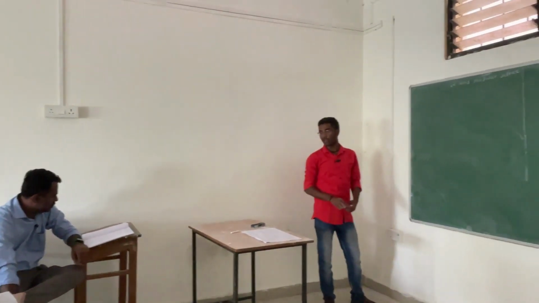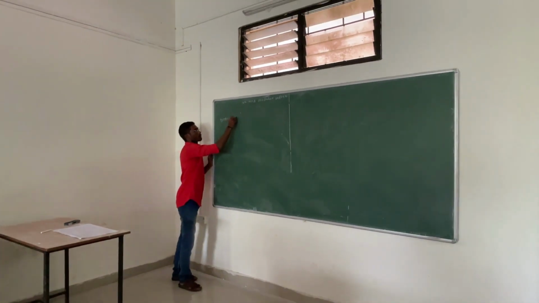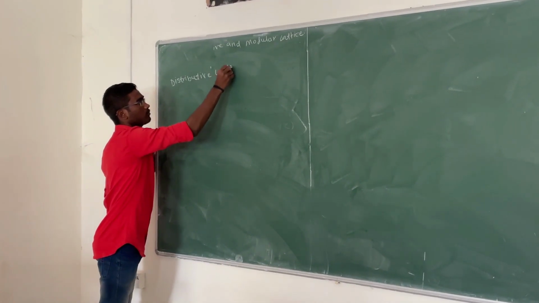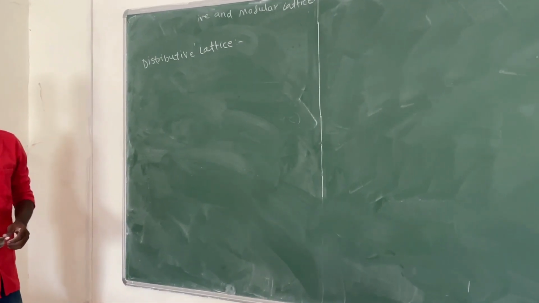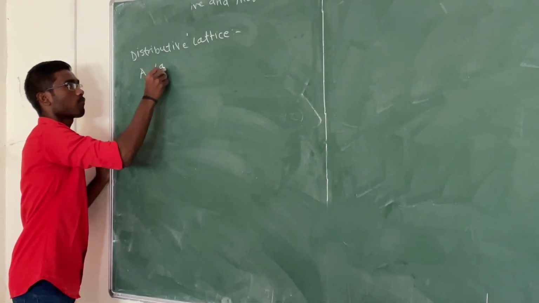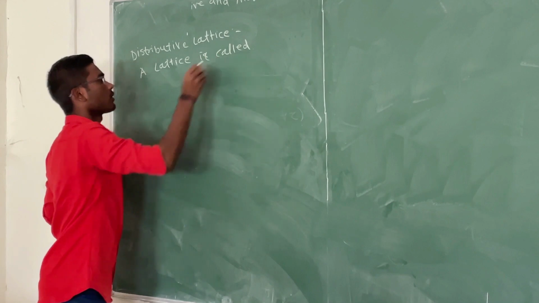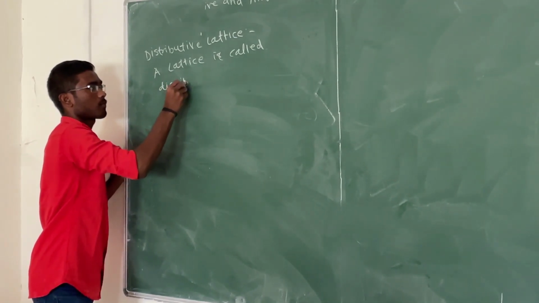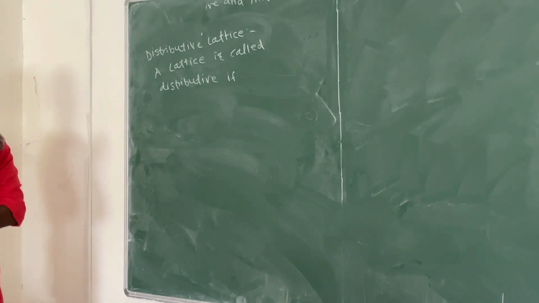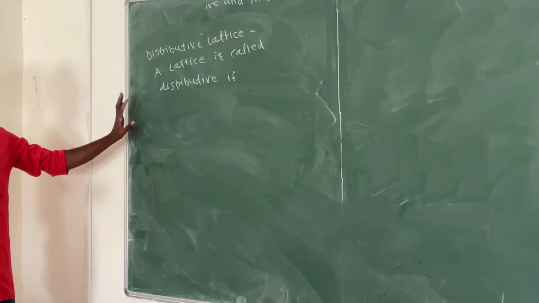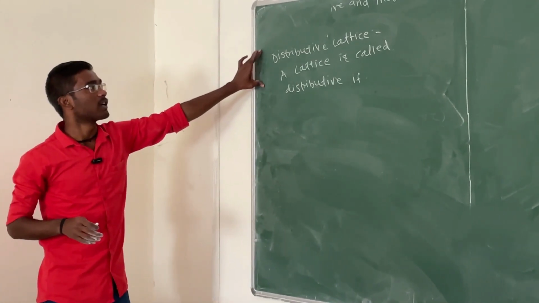Now we will define the distributive lattice and modular lattice. First one, distributive lattice. A lattice L is called distributive if, in the first lemma we will see three properties which are distributive inequalities. If those inequalities hold, then that lattice is called a distributive lattice.